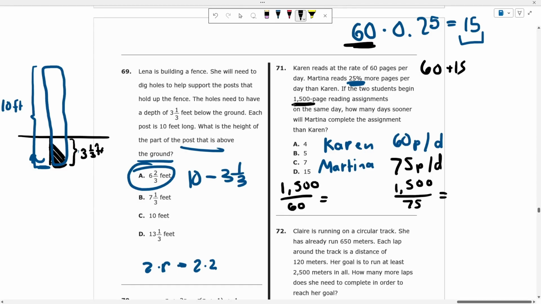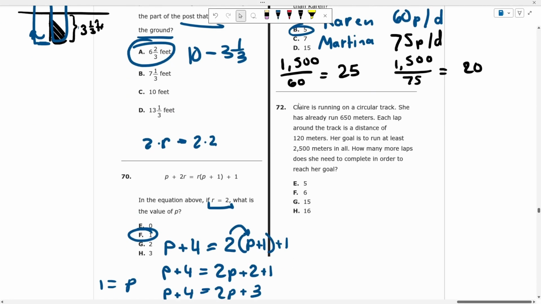Well, for the one that reads 60 pages per day, 1,500 divided by 60 is going to be 25, and 1,500 divided by 75 is going to be 20. So Martina is actually going to finish this 5 days ahead of Karen because she reads at a higher pace. So all you needed to do here is to find their individual rates and then just divide them by the total amount of work that they had.